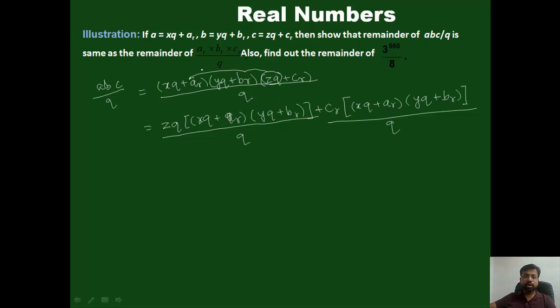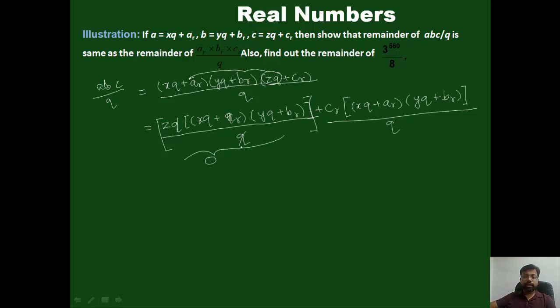You take ZQ, you multiply with these two brackets, plus take CR, multiply with these two brackets, and you have divided by Q. Now here Q and Q would cancel out, which means that this particular number is divisible by Q, and hence its remainder is going to be 0. So we are not going to be concerned about this.